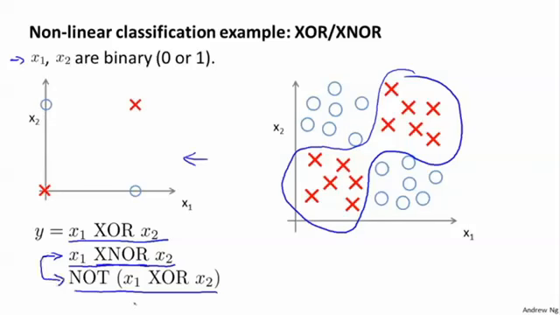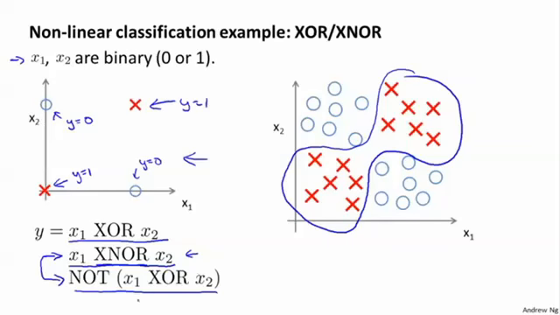It means NOT (x1 XOR x2), and so we're going to have positive examples if either both are true or both are false, that's y equals 1, and we're going to have y equals 0 if only one of them is true. And we want to figure out if we can get a neural network to fit to this sort of training set.